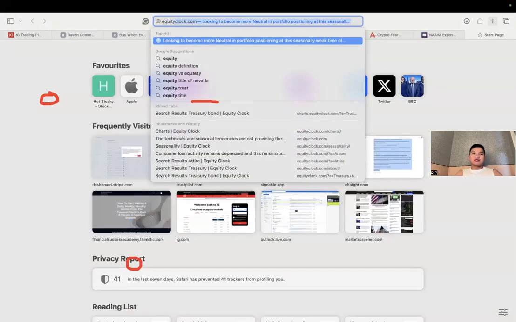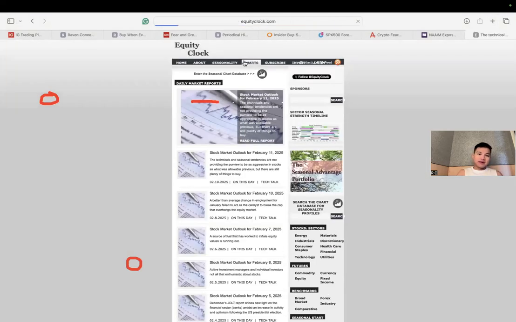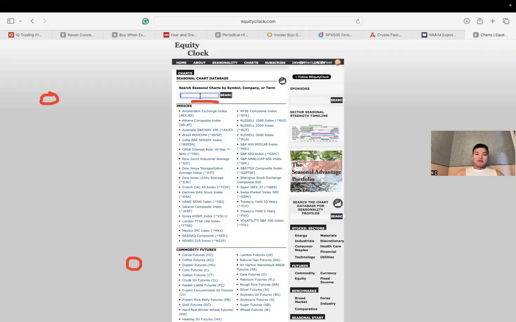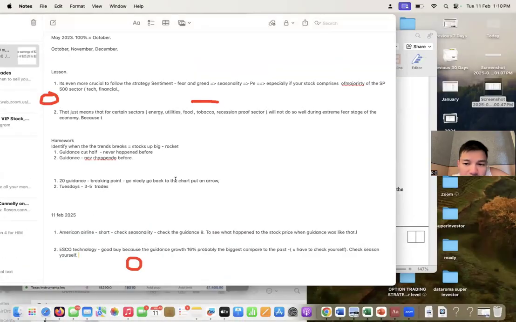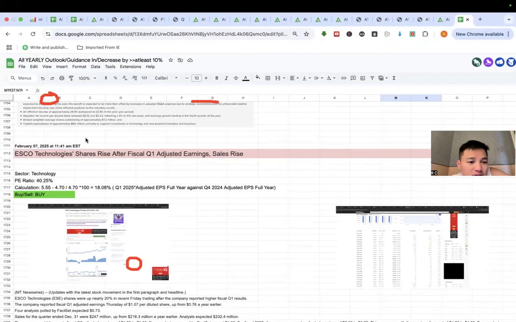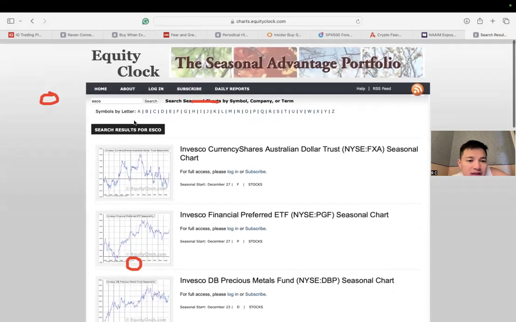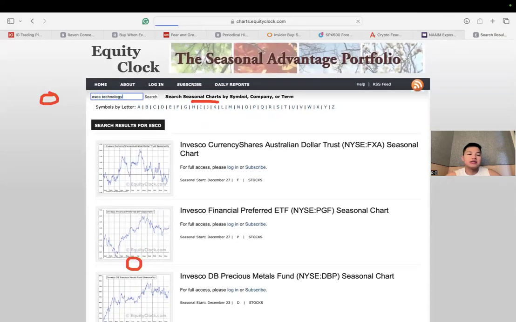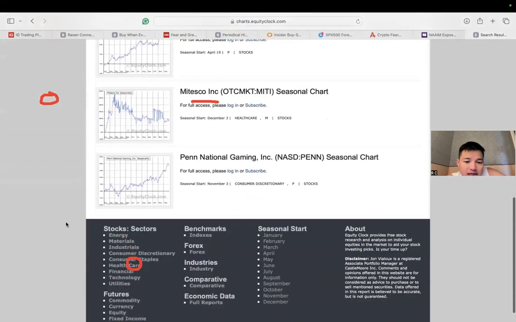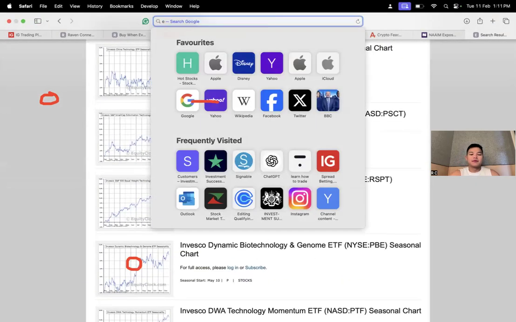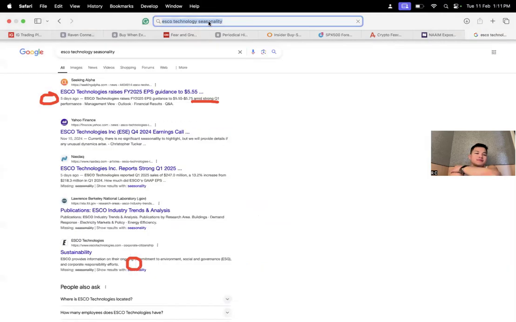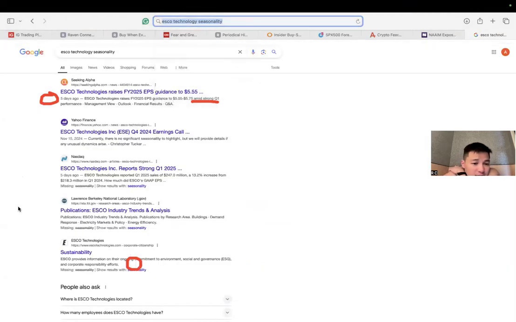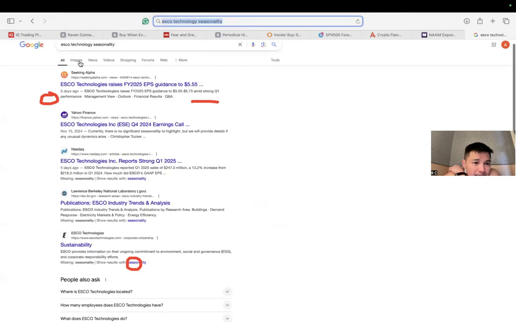You can go to equity, go to my website, it's fine, but I'm going to go on this to see if there's anything. Type ESCO. Ooh, I can't find ESCO Technology. Are we on the same stock? Looks like we can't find this stock. Unfortunately, it's not on here. So you have to type on Google then. ESCO Technology seasonality. Images.